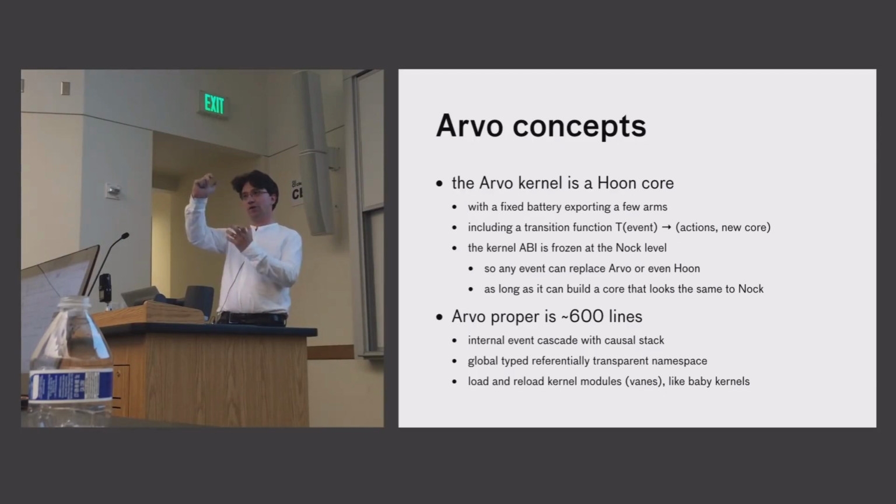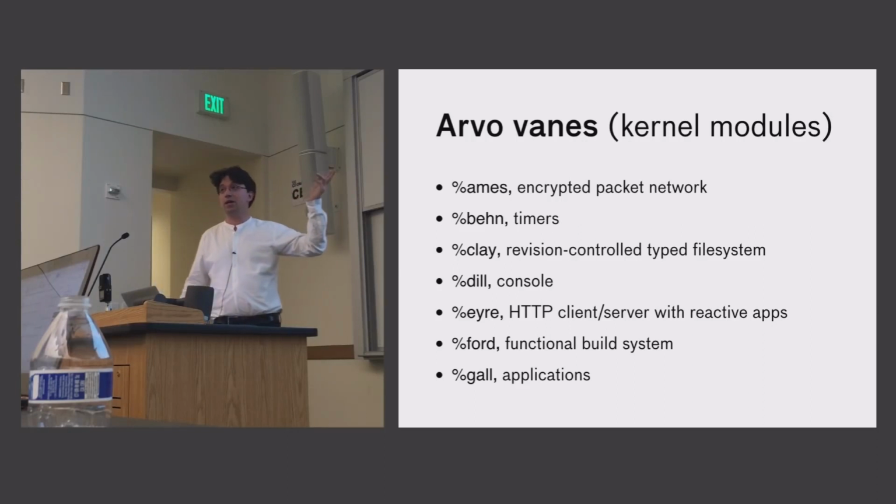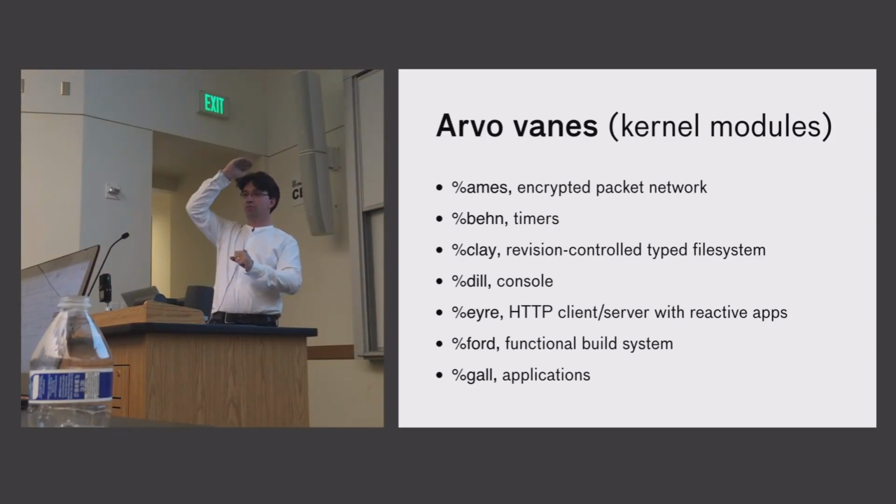Most of the work of Arvo is done by what are called veins, which are essentially kernel modules, and they have the same kind of core-like structure as the Arvo core itself. So these are loaded from source, obviously at runtime. Let me just run through a few of the things we do. Encrypted packet networking, we'll talk about that in a sec. Timers, obviously. Clay, which is like a typed Git. Console, obviously. Air, we'll see that hopefully driving a demo in a second. A functional build system, I don't really know how to describe that. And an application engine. And the applications, again, are cores within Gall.